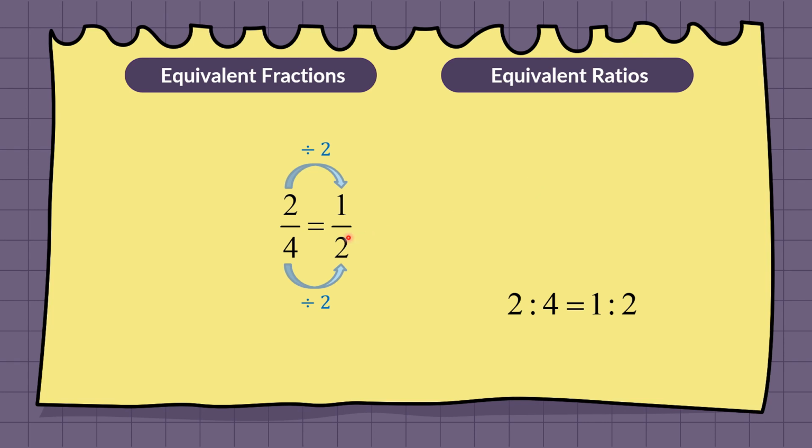Likewise, for the fractions 2 over 4 and 1 over 2, we also can see its equivalence in the ratio form, which is 2 is to 4 being equal to 1 is to 2. So from 2 to 1, we also divide by 2, and from 4 to 2, we also divide by 2. Therefore, we have learned about equivalent fractions and equivalent ratios previously.